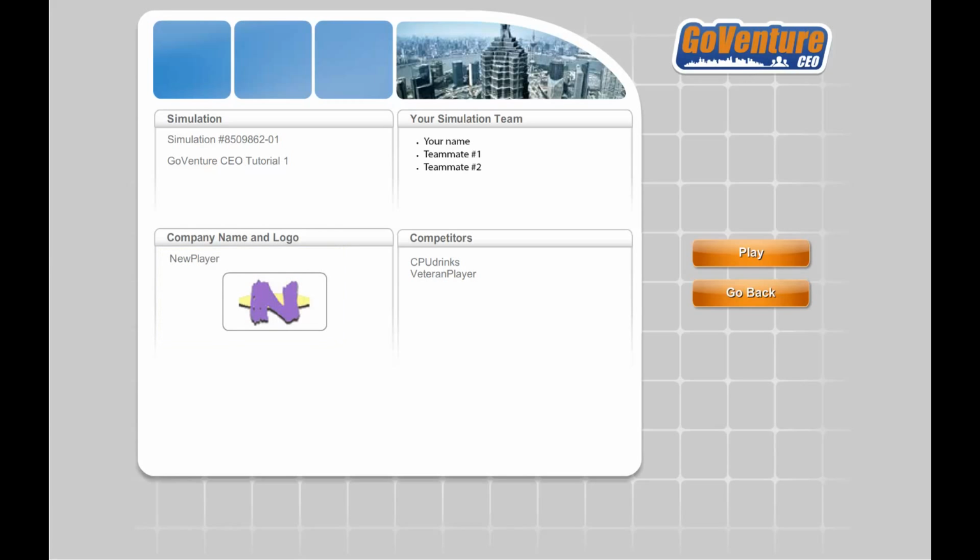And you can see who your competitors are. The competitors will appear as they join the simulation competition and save their first results. After the first period, you will usually see all the competitors listed here. There may also be computer competitors. The simulation manager makes that decision and determines whether the computer-run businesses will play randomly or strategically. Once you confirm that this is the correct simulation competition, click play.